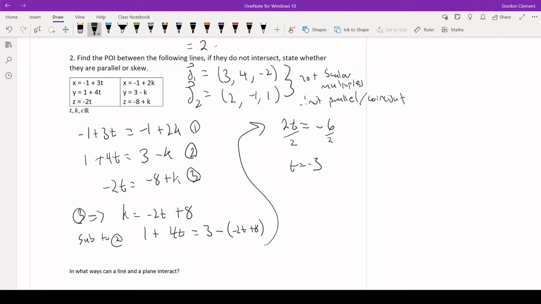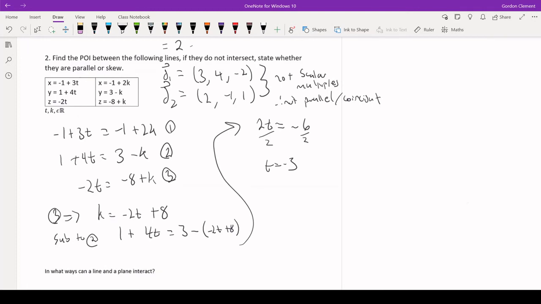So t is -3. So once we have t, we can find k using this equation here. K is going to be -2 times -3 plus 8, which is 14. 14 for k. And at this point, we don't know what's happening. We still don't know if they're skew or if it's a point of intersection. And the only way to check that is to actually go to the lines and try and figure out what we have with the variables we have.